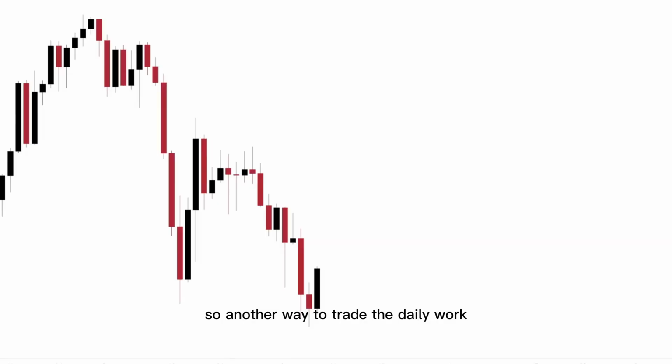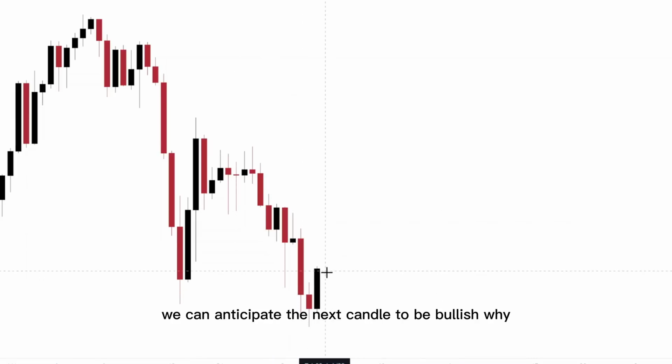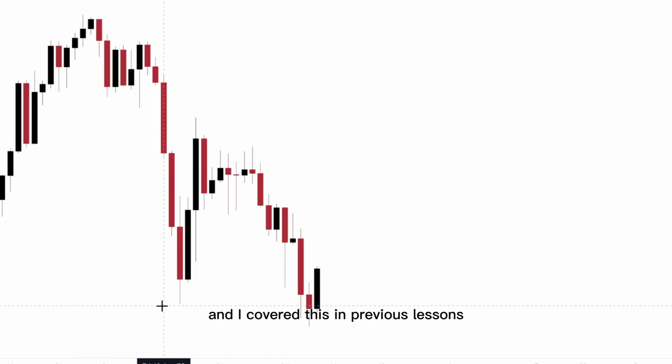So another way to trade the daily wick is to look for an unmitigated order block. So here we have a daily bullish candle. We can anticipate the next candle to be bullish. Why? I covered this in previous lessons. That's why we're not wasting time covering it.